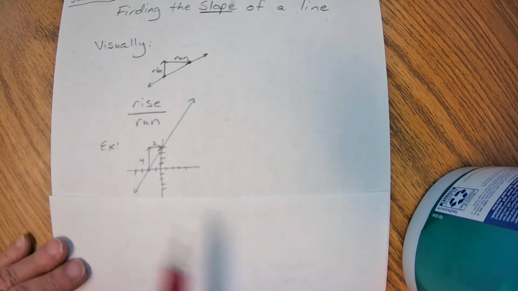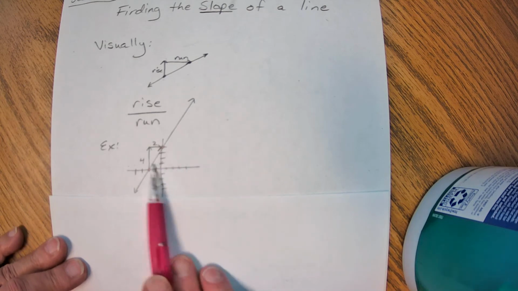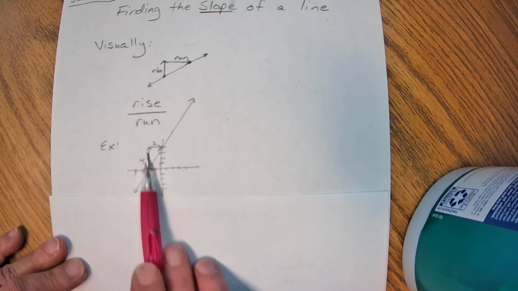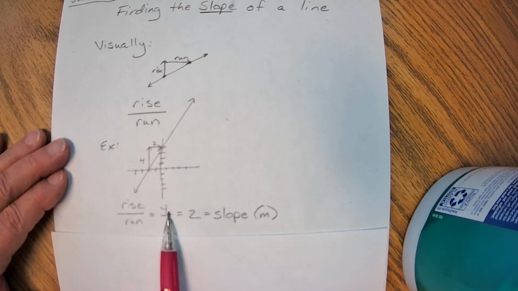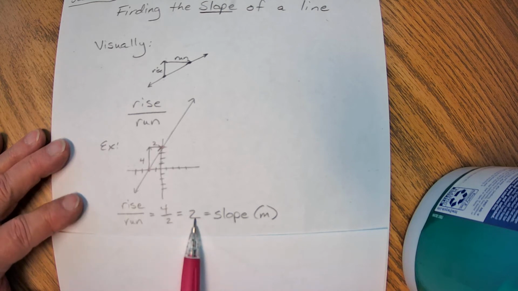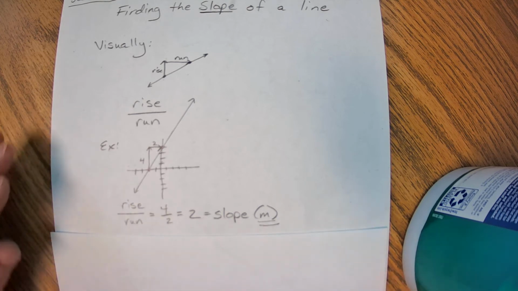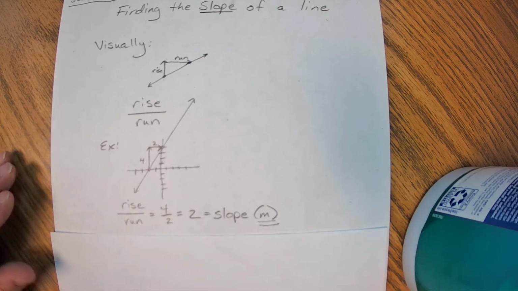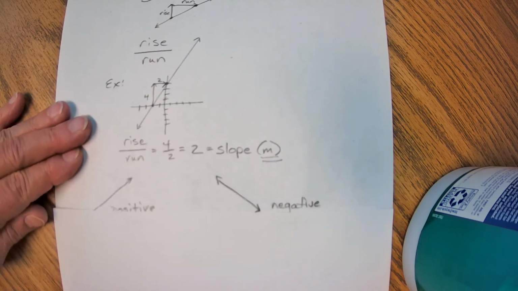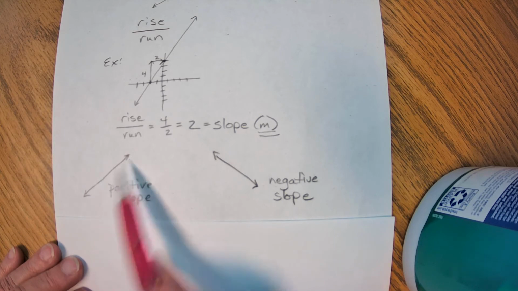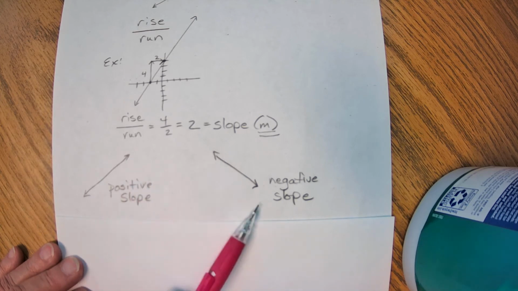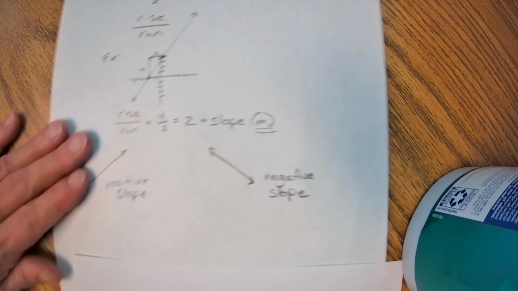For an example, if I have this line, and I can see to go from this point to this point, I go up 4 and over 2. So the rise over the run would be 4 over 2. 4 over 2 is equal to 2, and the slope is 2. We use m to denote the slope, so you'll see me using that a lot. Know that if the line goes this way, it's a positive slope. If it's this way, it's a negative slope.